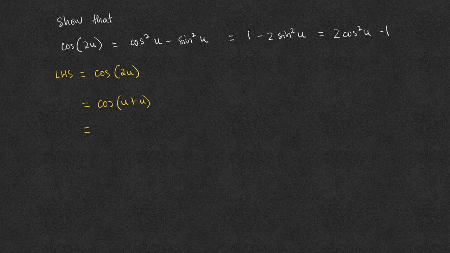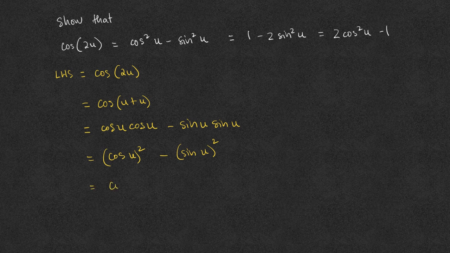Cosine of u plus u is cosine of u times cosine of u, where the first angle is u and the second angle is also u, minus sine of u times sine of u. But this is cosine of u squared minus sine of u squared. Or, in a nicer notation, this is cosine squared u minus sine squared u. So we establish the first equation.